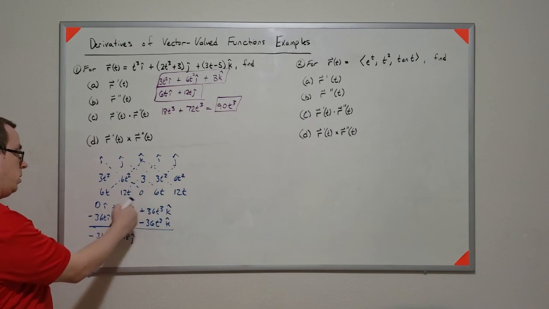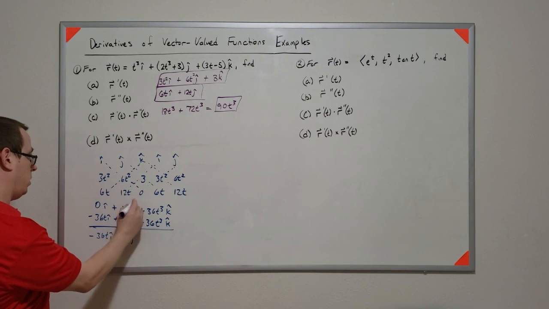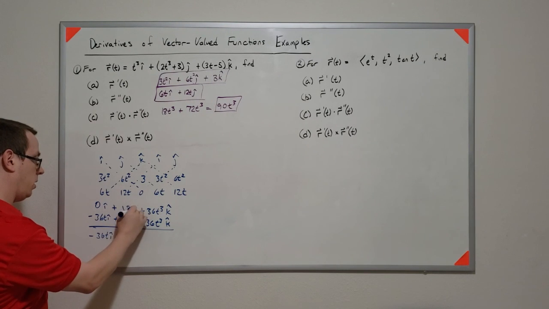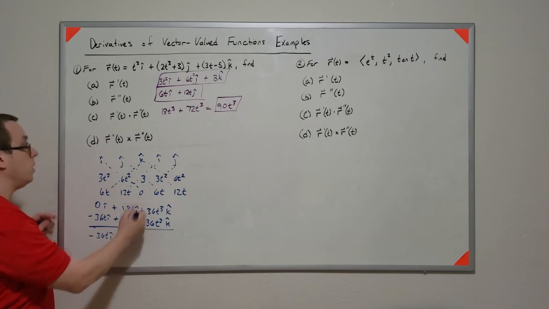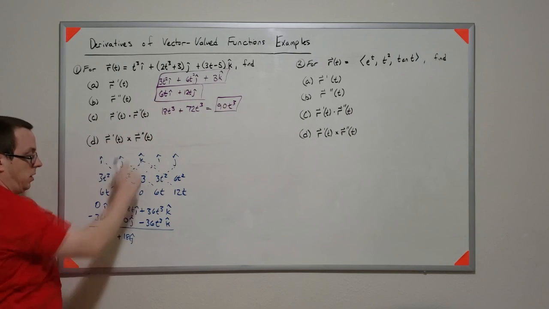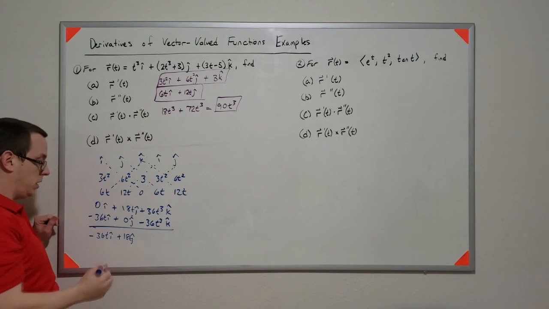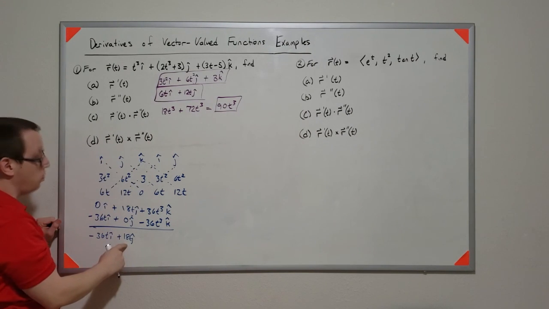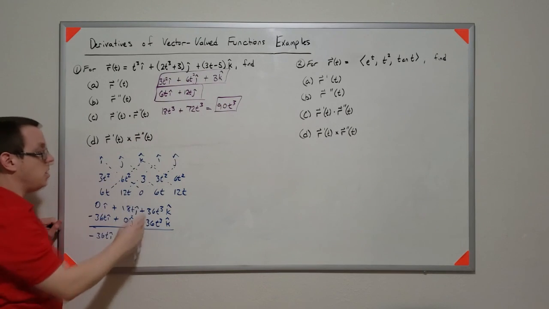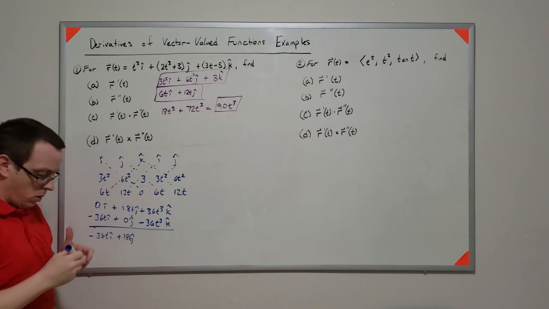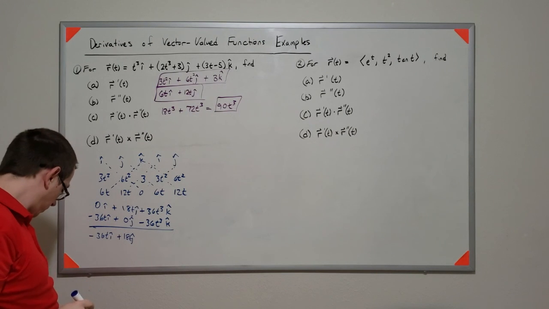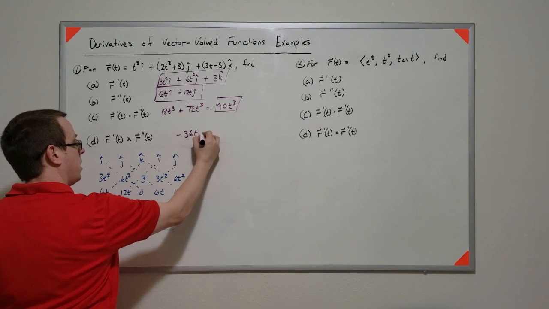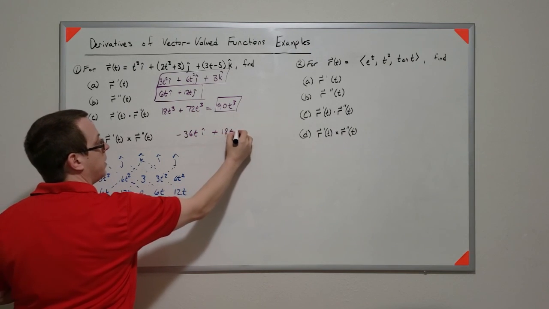Hold on. So the j there should have been 18t j. So that's negative 216t squared, positive 216t squared. Similarly, negative 108t cubed, 108t cubed, and then 0. So we find our answer here, negative 36t i plus 18t j.